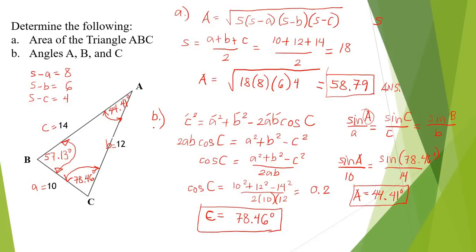Okay, so in this illustrative example, we have solved for the area of our triangle ABC using Heron's formula, and we also used the law of cosines as well as the law of sines to determine the corresponding sides and angles.